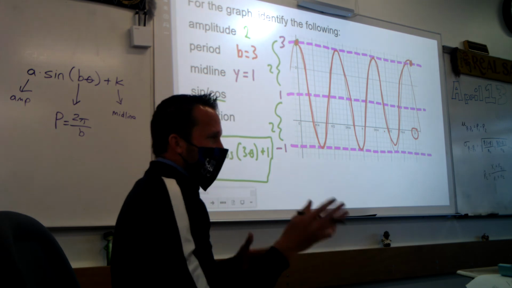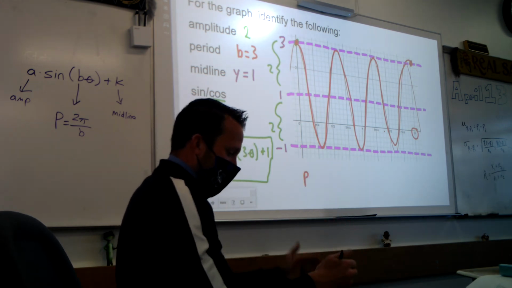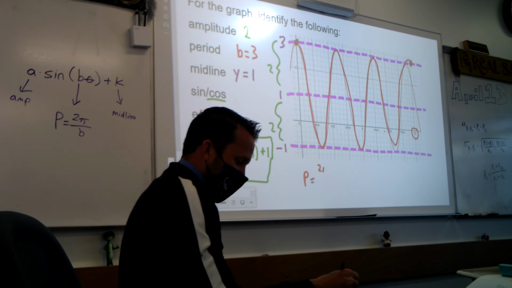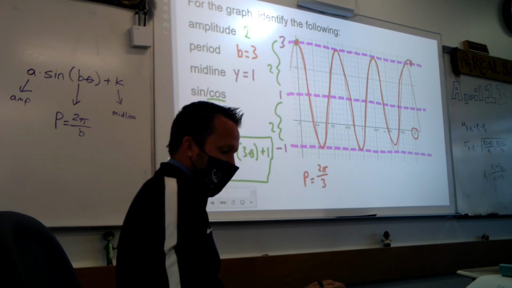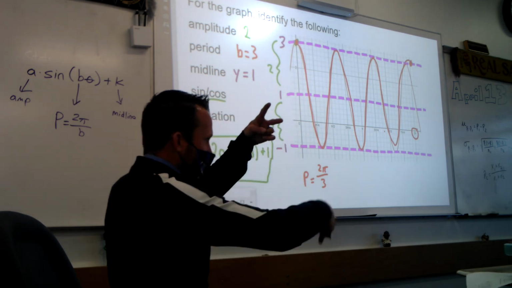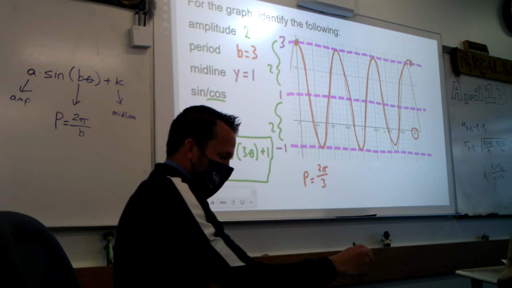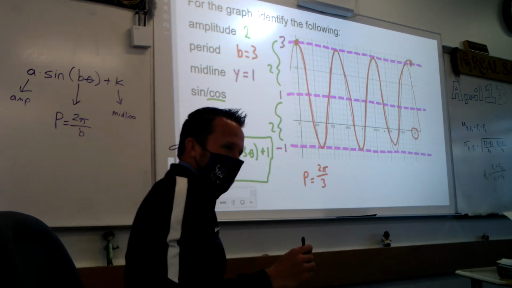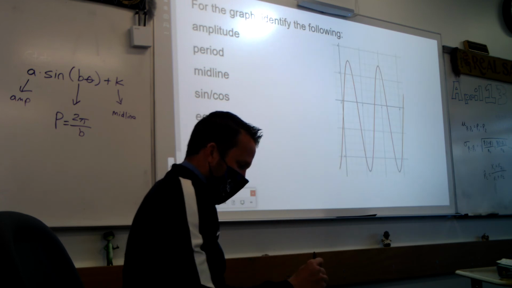If you wanted to use a formula, you could, because the period here, if I take the 2 pi and cut it up into thirds, that's actually the length of one cycle. It's 2 pi divided by 3. And then if I do 2 pi divided by 2 pi over 3, keep, change, flip, I end up getting 3 is B. Does that help answer that? Okay, cool. Thanks for asking the question.